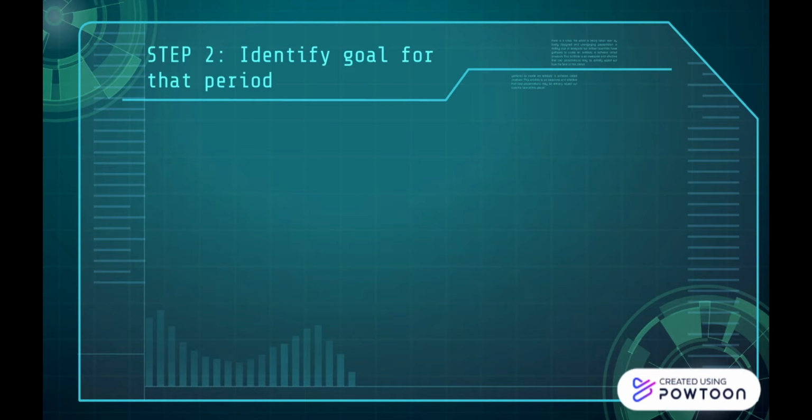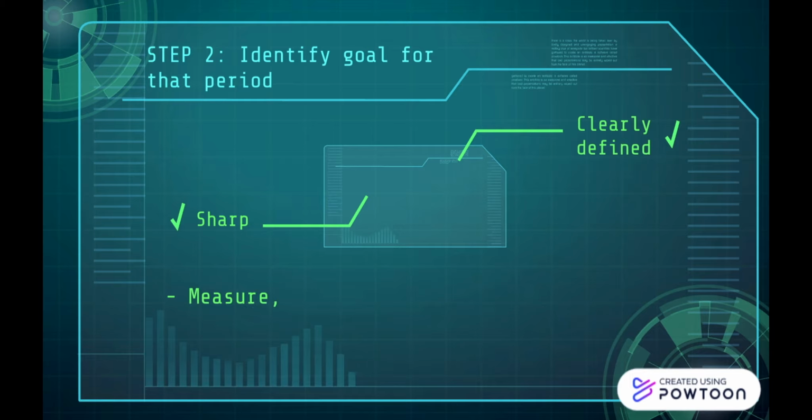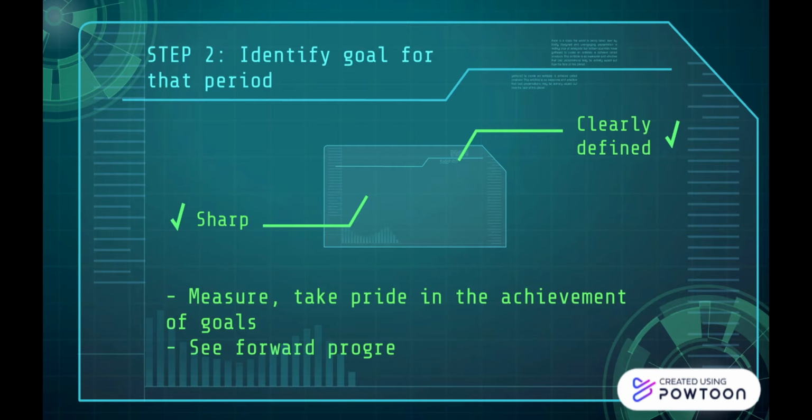Step 2. Identify goal for that period. After knowing the time bound for our plan, considering what we want to achieve in that period, we move on to choosing a suitable, challenging, yet doable goal. By setting sharp, clearly defined goals, we can measure and take pride in the achievement of those goals, and we'll see forward progress in what might previously have seemed like a long, pointless grind.